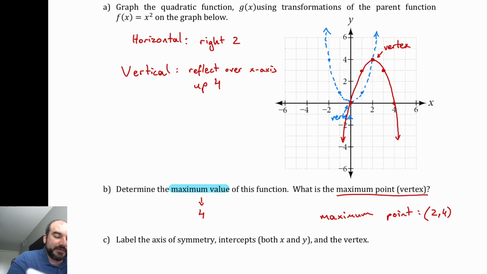Easiest way to find the axis of symmetry is just to draw a vertical line through the vertex. So if I were to draw a line through the vertex here, we would draw this vertical line that I'm drawing in green right now, and we're going to label that as the axis of symmetry, A of S. And we can actually write the equation of that line. Who can tell me the equation of that axis of symmetry?